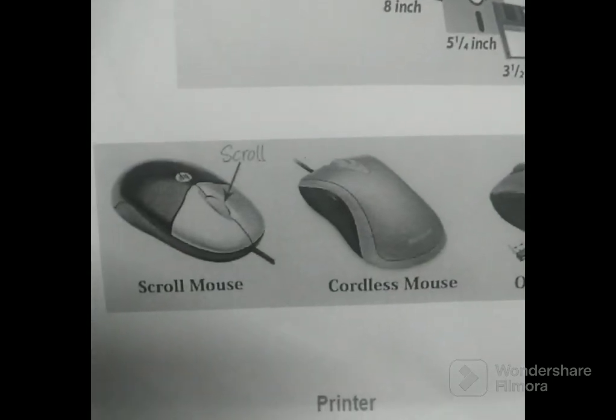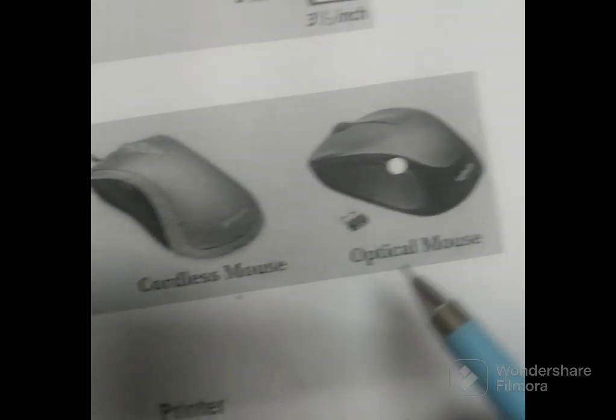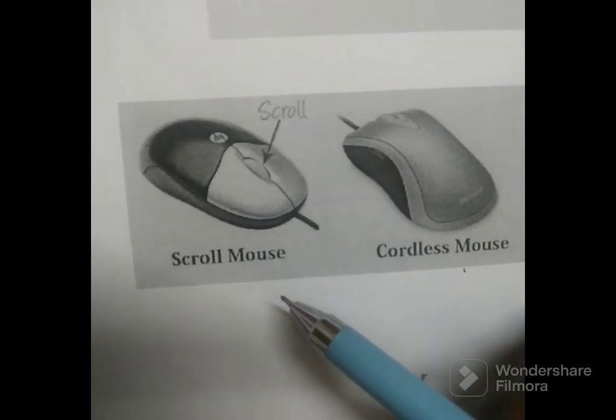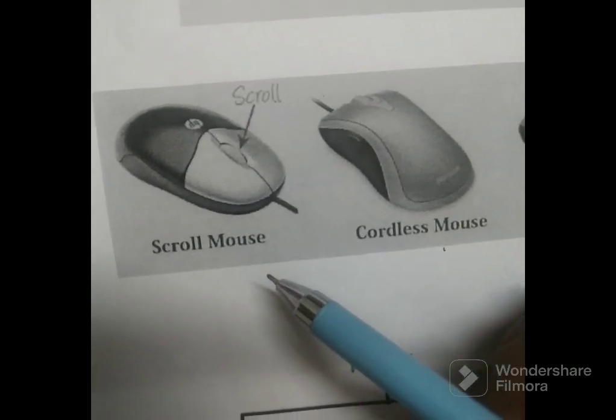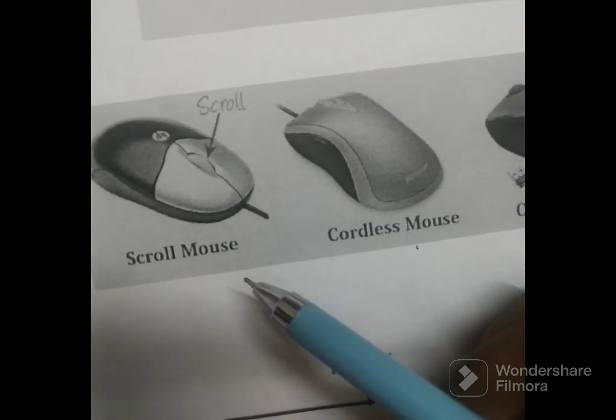Next comes the mouse. This is a scroll mouse, cordless mouse, optical mouse. This is the most common one. This mouse is called pointing device. It can be used to select icons, menus, command buttons, etc.